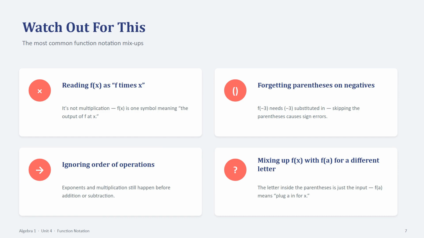Forgetting parentheses for negatives. f of negative 3 needs negative 3 substituted in. Skipping the parentheses causes sign errors. Mixing up f of x with f of a for a different letter. The letter inside the parentheses is just the input. f of a means plug a in for x.